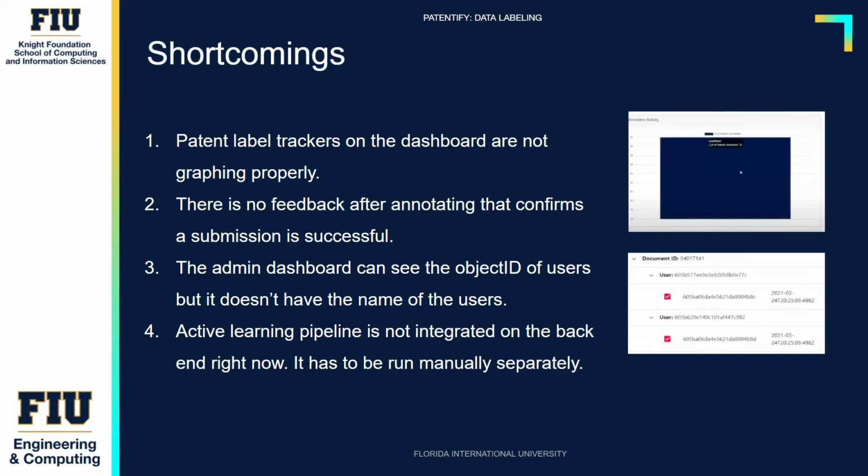For number four, the active learning pipeline is not integrated on the backend right now and it has to be run manually separately. What this means is that currently the patent labels that are being inserted are not being dynamically added into the active learning pipeline. So the model is run manually, which means that unfortunately the active learning is not implemented fully so that it can learn automatically through the new labels that are being inserted.